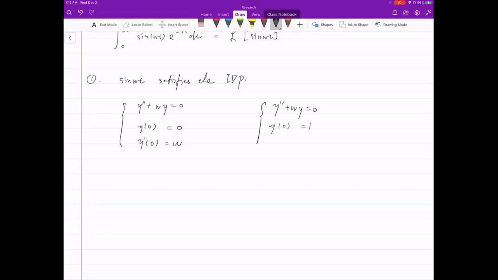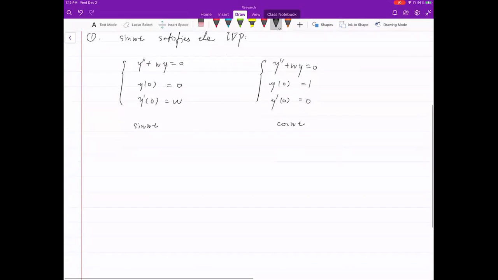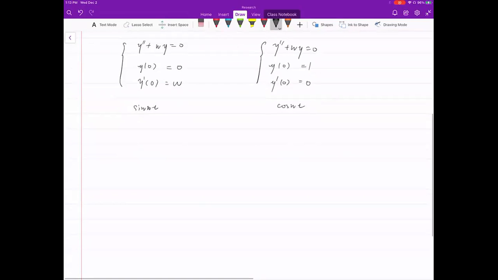y0 equals 1, y prime 0 equals 0. Okay, this works for sine omega t. This works for cosine omega t. Then what we do is go ahead and apply the Laplace transform and solve the algebra. In this way, we find the Laplace transform for both sine and cosine. If you repeat the process, here's a square, here's a square.